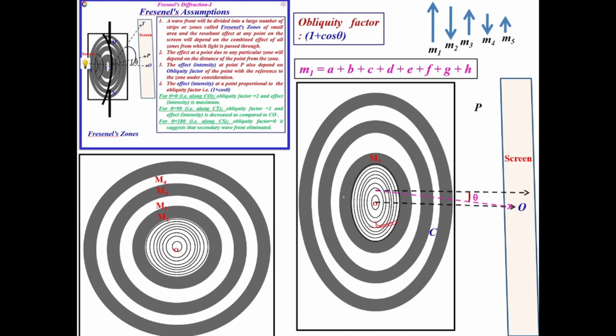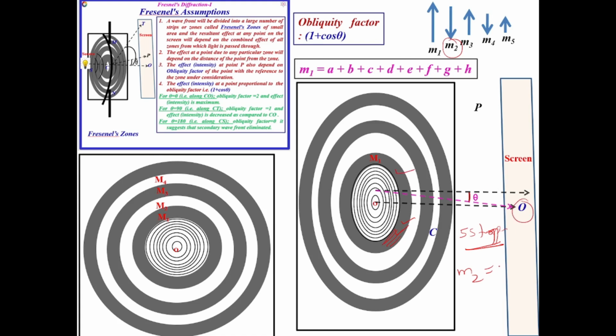Similarly, the second half period zone can be considered as some number of strips, and due to these strips, the net amplitude is M2. As we consider that the second half period zone is subdivided into a large number of strips, suppose we consider 5 strips. Hence M2, the amplitude at point O due to the second half period zone, will be written as follows.